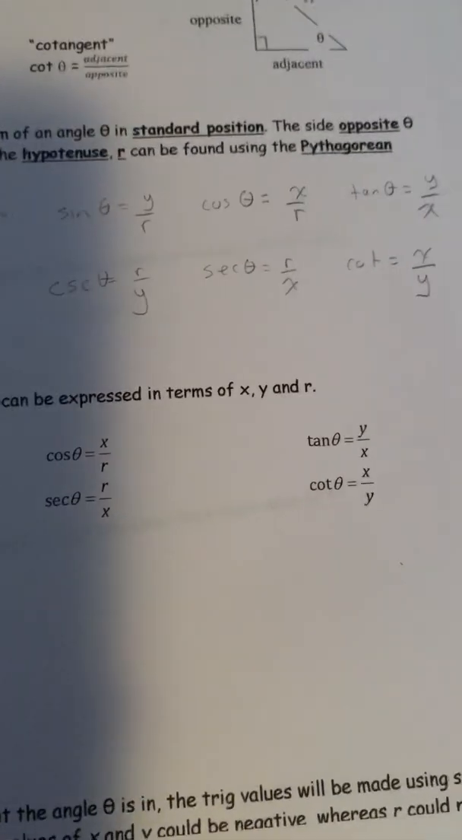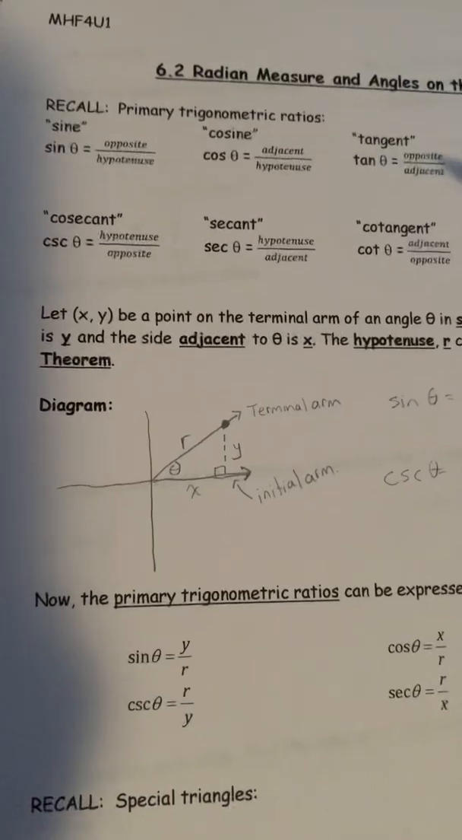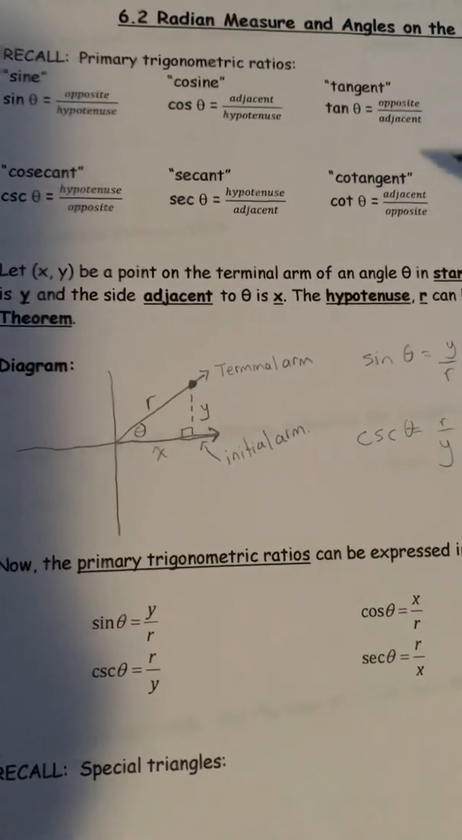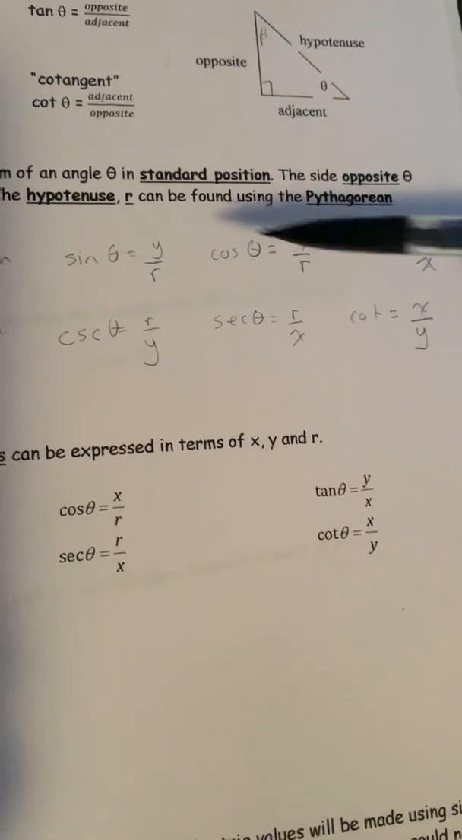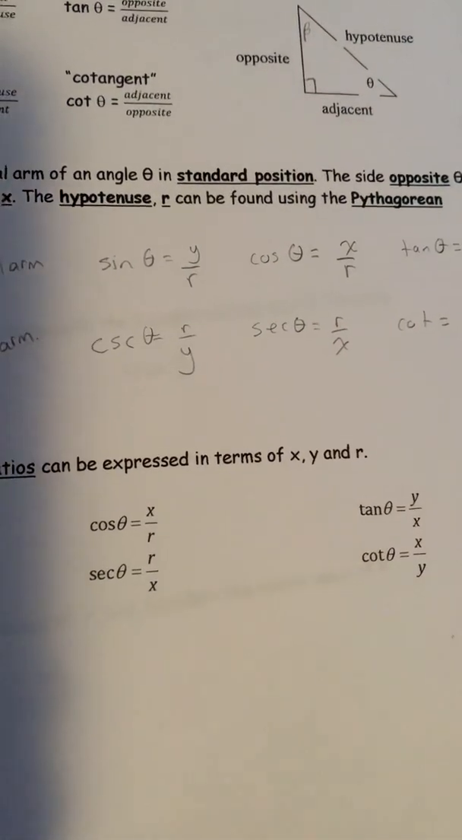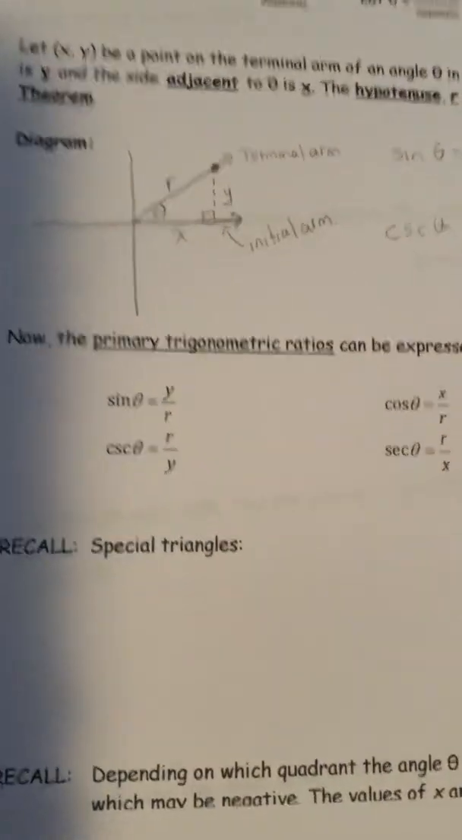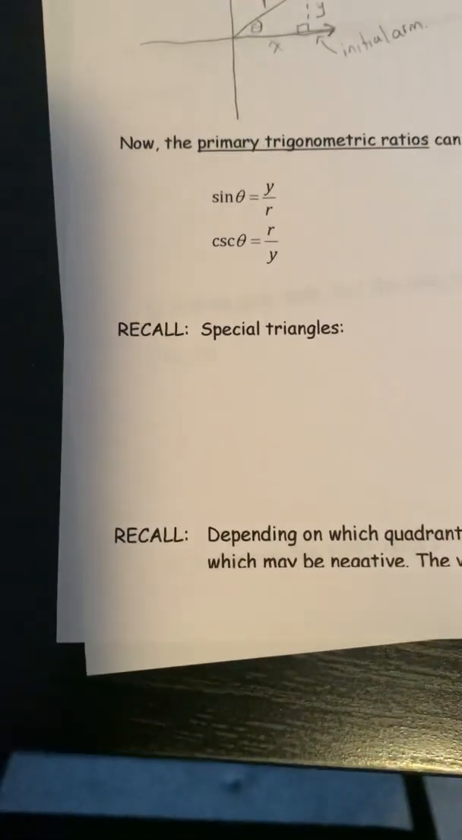Okay, so those are the new trig ratios. These are the original ones you guys learned last year, two years ago, and this is our new set of ratios using x, y, and r. I just realized I wrote them at the bottom here, so they're all written out there. We also have to recall the special triangles. We're going to be using these quite a bit in this unit.